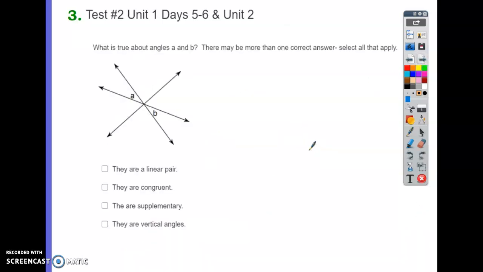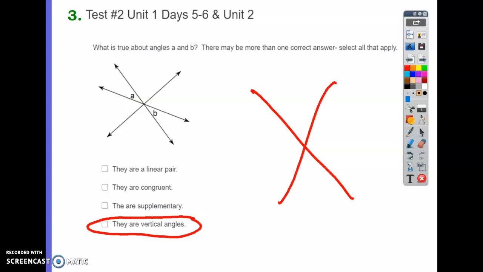Number 3, what is true about angles A and B? There may be more than one correct answer. Select all that apply. Well, we know that they're vertical angles, right? Because vertical angles are created with intersecting lines, and they are also congruent. There you go. There are your two answers.